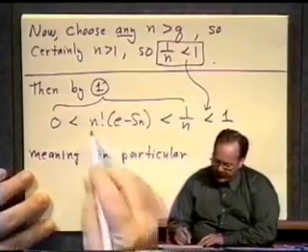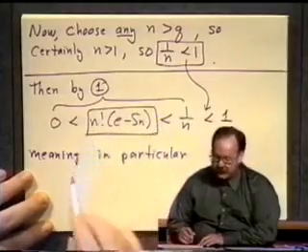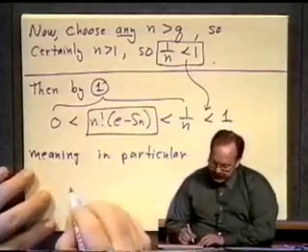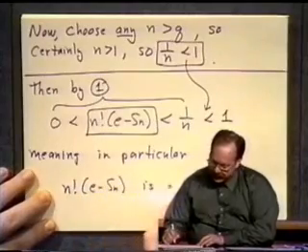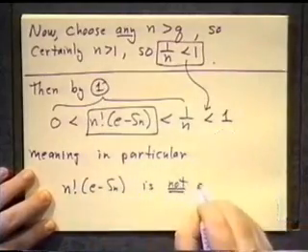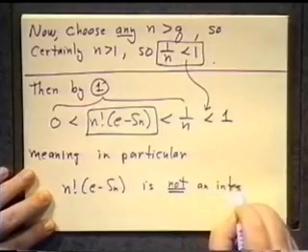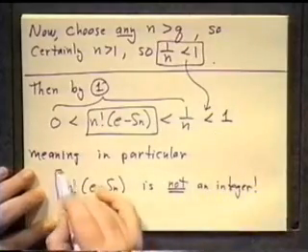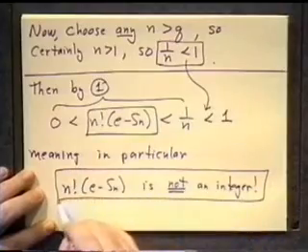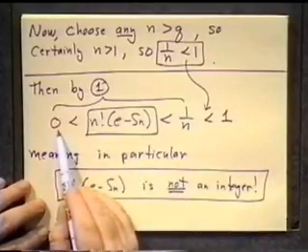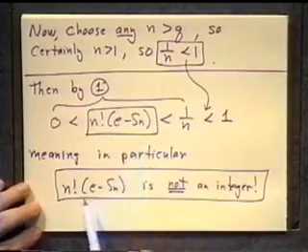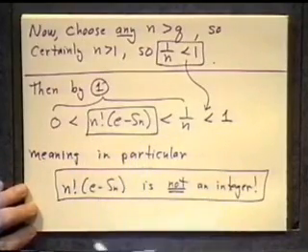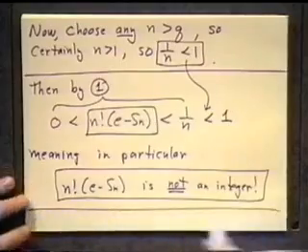Okay, look what we have here. Here is this funny number, n factorial times (e minus s sub n). Meaning in particular that this number is not an integer. That is not an integer because it's between 0 and 1. If it's between 0 and 1, there are no integers in there. So whatever that number is, it's not an integer. Okay, good.